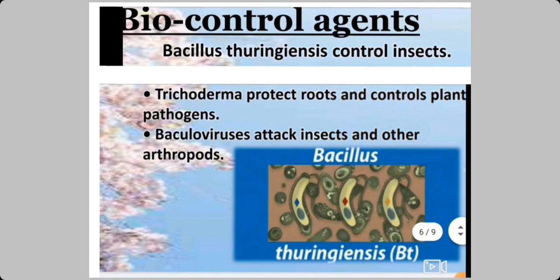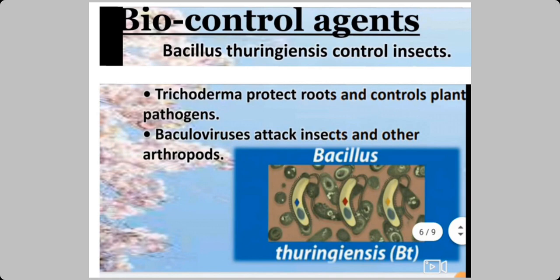The next example is Trichoderma. Trichoderma is a fungus, which helps to protect roots and controls plant pathogens. Pathogens means microorganisms causing diseases. Microorganisms which cause diseases are called pathogens. So this helps to protect roots and controls plant pathogens.